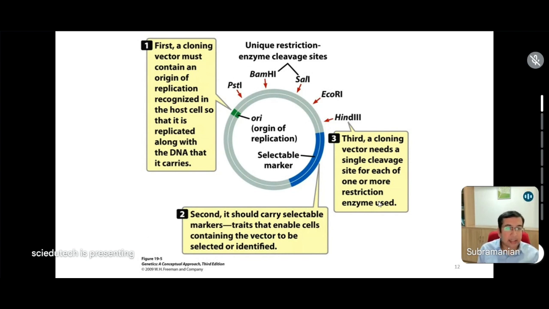So as I said, firstly, the vector must contain an origin of replication, which is recognized in the host cell. Also, it's replicated along with the DNA that it carries. Then you have multiple cloning sites, which contain unique restriction enzyme cleavage sites. And all those red arrows pointing towards the vector are the restriction sites, which are used to cut the vector at a specific location. And then thirdly, you have the selectable marker, which enables the cells containing the vector to be selected or identified.